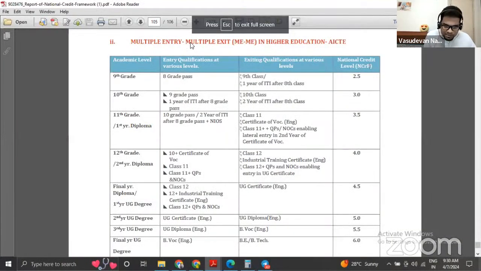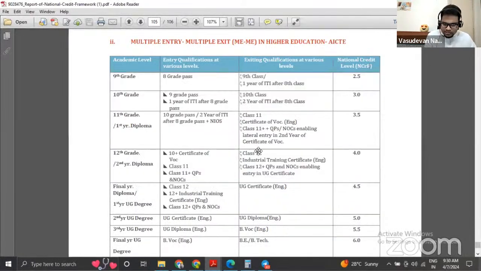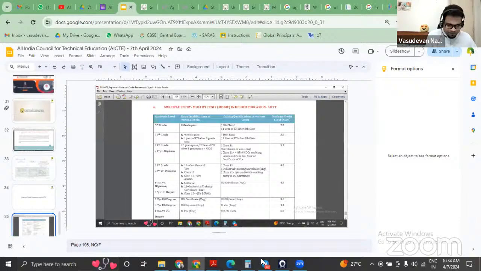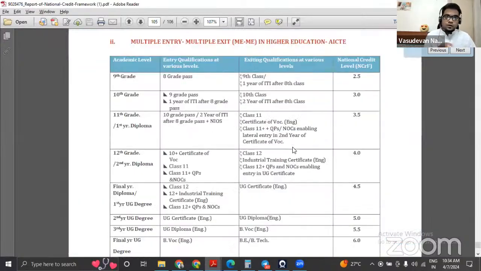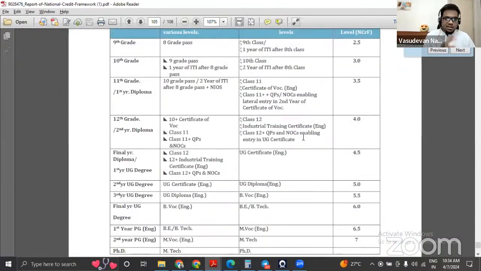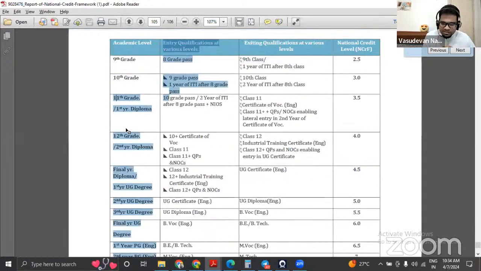Yes. So MEME, multiple entry and multiple exit, and they've given the categorization of where and how it is going to happen. Let me show you the PDF of the same. I think it is page 105 of NCRF. My purpose of showing the PDF is just to tell you that you need to go back and check all these things rather than just listening to some of the YouTube channels out there, including me for that matter. So 9th grade, 8th grade pass, 9th class, they've given that. Similarly, 10th grade, 11th grade, 12th grade. So what are the other courses that you can do?